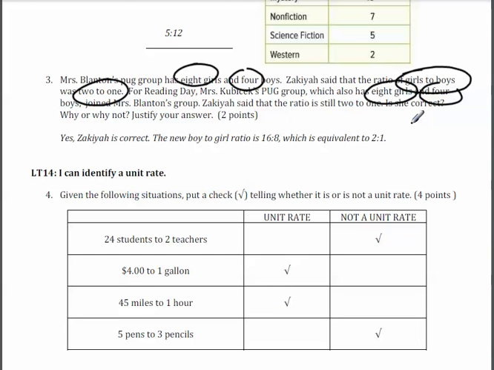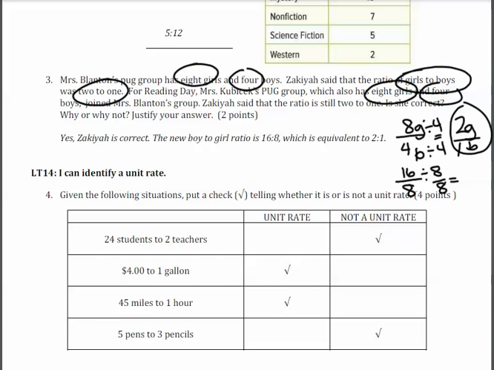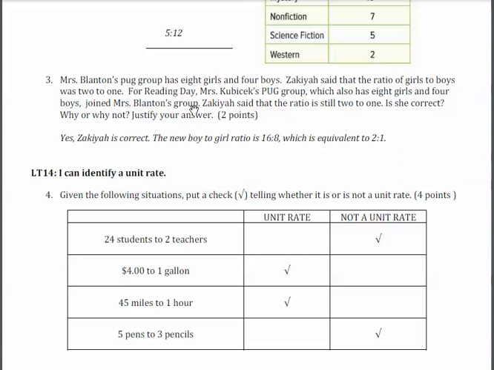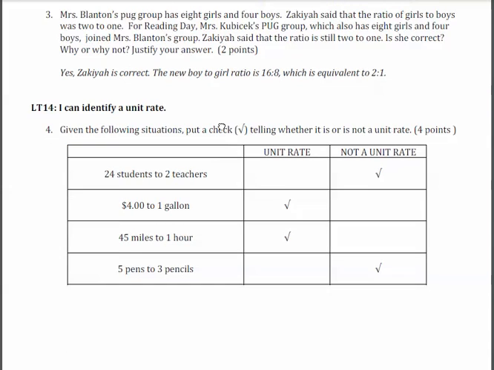So we're finding the ratio of girls, which is 8, to boys, which is 4. If we simplify, we get 2 girls for every 1 boy, because we're dividing both sides by 4. If we double this, which is what's happening when we add Miss Kubasek's kids, then we have 16 and 8, which if we divide both by 8, we still get 2 over 1, so it works. So the answer is yes, that is true.